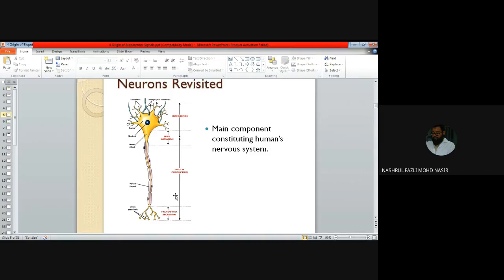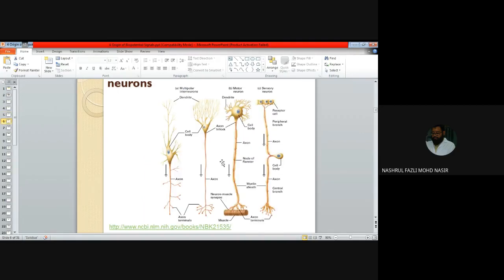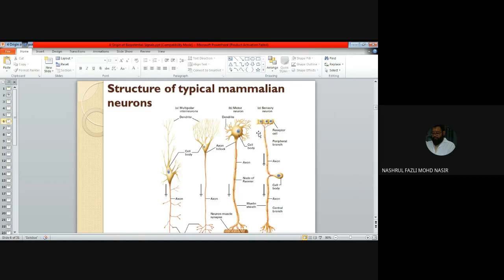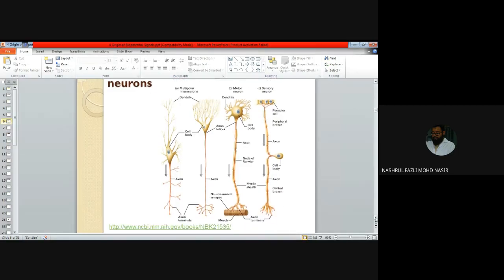Okay, let's move to another page. This is the type of neurons that we have: the structure of a typical mammalian neuron. So every mammal should have this.